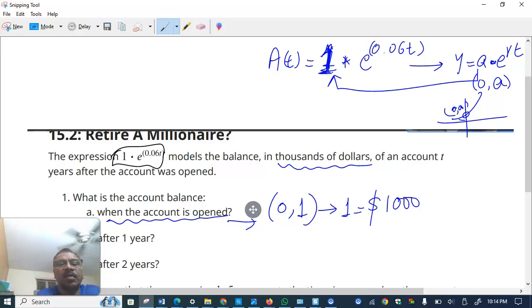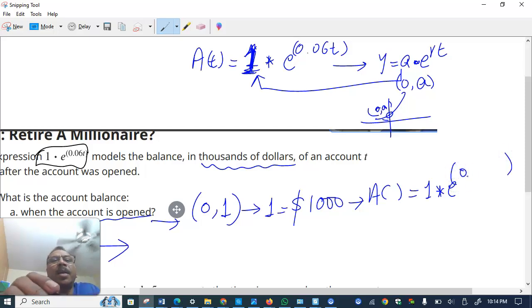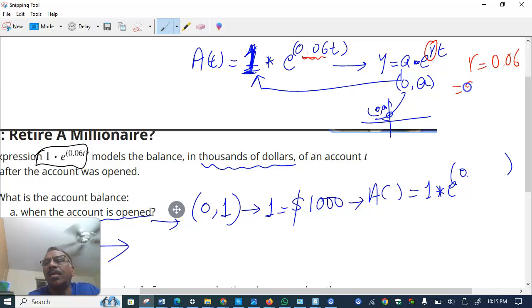Let's see another question, after 1 year. And you can also check this on the calculator. Comparing, this r that you see here, see this part r? That r is 0.06. That's the growth rate, which is calculated continuously.